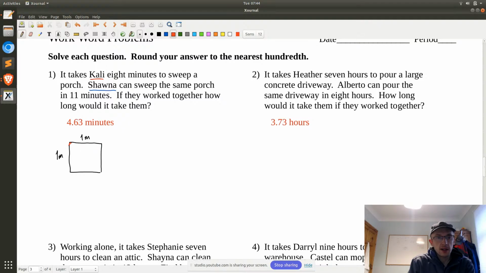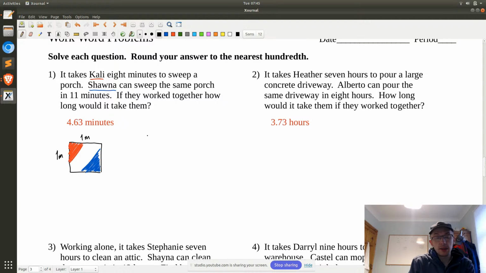So imagine that they start up here and they go like this. And then Shauna is going to do this thing at their rate, which is in 11 minutes. So imagine they're going to start down here and they're going to go at their rate, which is like this. And then the question is, when do they sort of cover the whole thing? I think I'm getting that right.